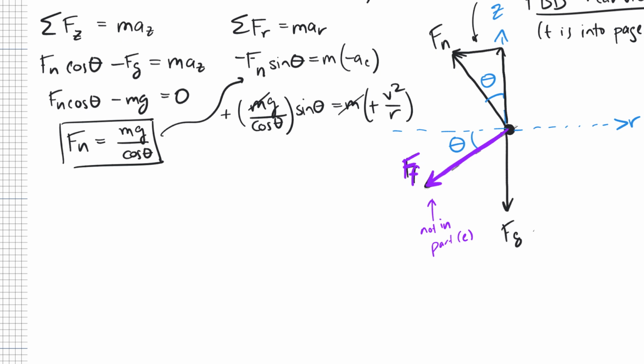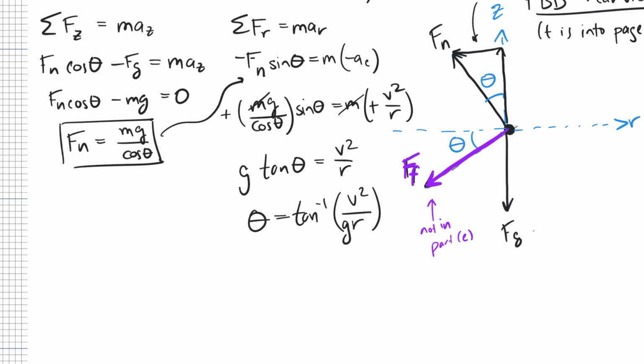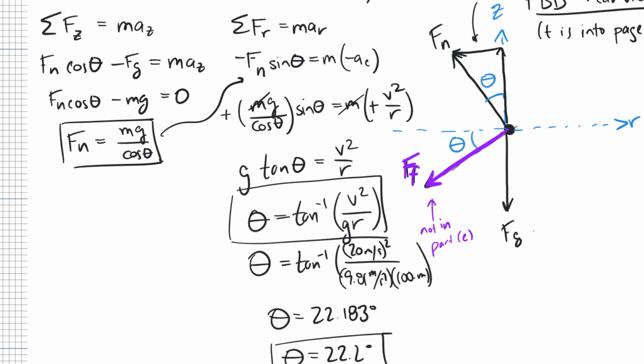Sine over cosine, from math class, is a tangent, so I'm going to get g tan theta equals v squared on r. And now it's just a case of remembering what I'm solving for here, which it turns out is theta. So theta equals inverse tangent of v squared on r g. Okay? So that's how we solve it. We'll plug in numbers, and we will get an angle theta, to 3 sig figs, of 22.2 degrees. Okay, pretty fancy, right? Pretty cool.